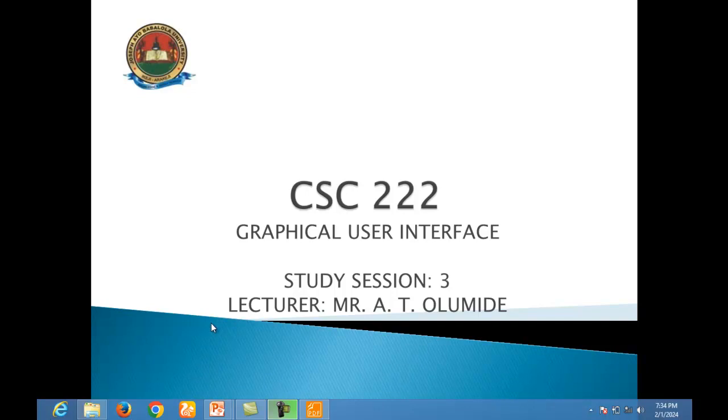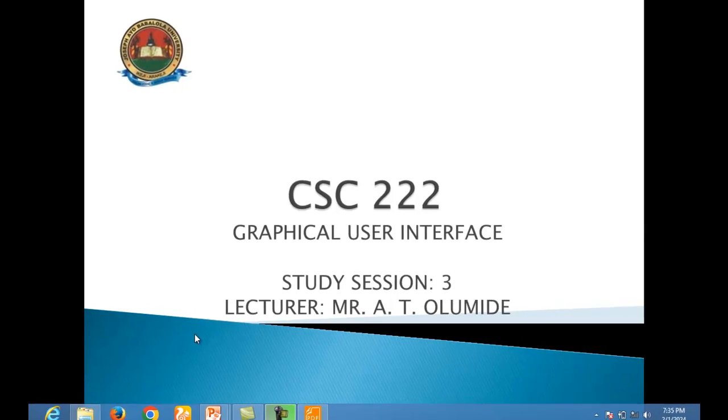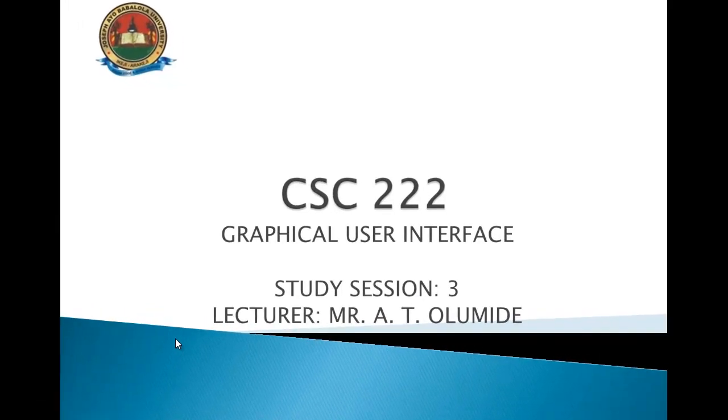So this is study session 3 on operating system 1, and we'll be looking at the graphical user interface. I want to believe that you have gone through study sessions 1 and 2, and I expect you to go through more resources online on those two aspects that we have covered. Now this is the third aspect we are covering, which is on GUI.